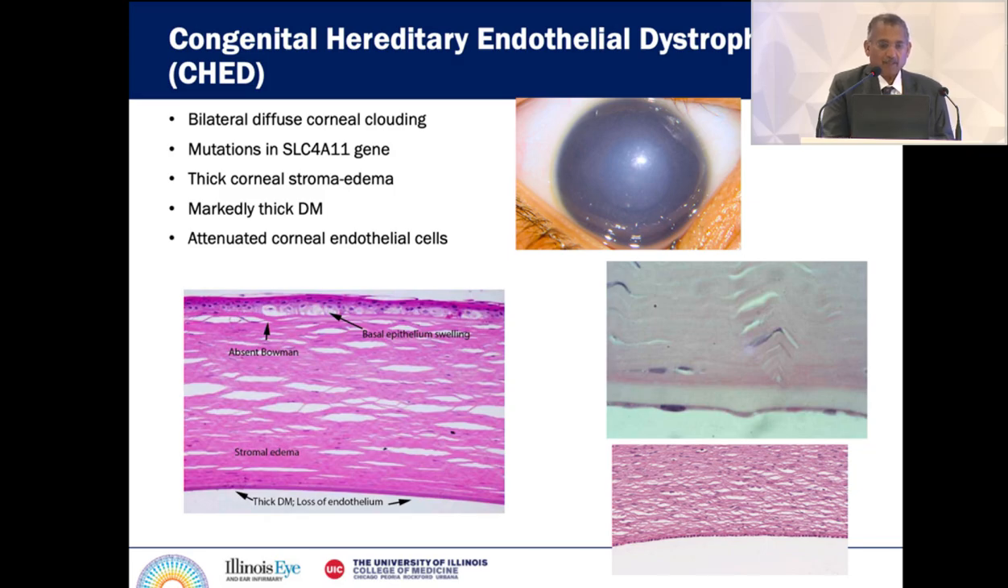CHED, as you all know, is again a condition where you have loss of endothelial cells from these genetic mutations. And one of the hallmarks of CHED, of course, apart from loss or attenuation of corneal endothelial cells, is marked thickening of Descemet's membrane. You can see an age-matched normal cornea compared to one with CHED, where you have a very thin Descemet's membrane and abundant endothelium, here a very thickened Descemet's, and a very attenuated corneal endothelium in CHED.